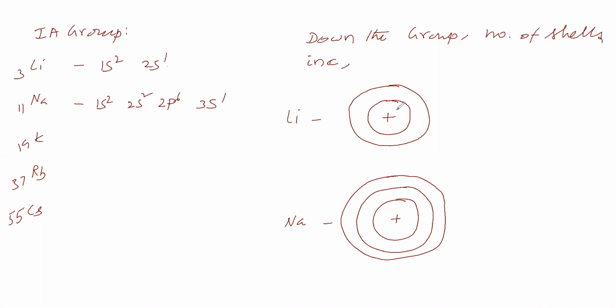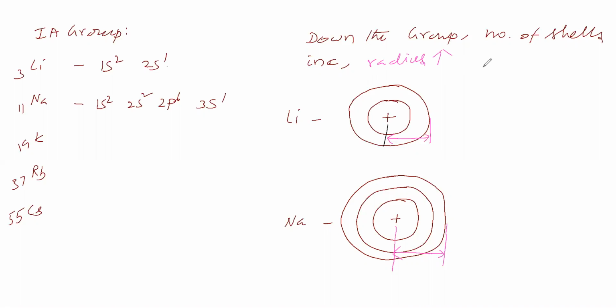Now with respect to the number of shells, we will see the radius. Here the center point we have taken, and this is the radius for lithium. Now for sodium, taking the center point, this is the radius of sodium. With respect to the number of shells, the radius is like this. So as the number of shells increases, the radius increases.